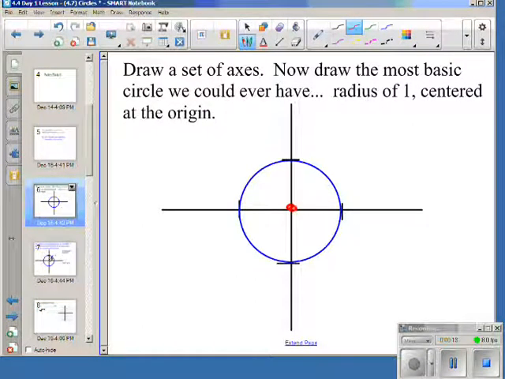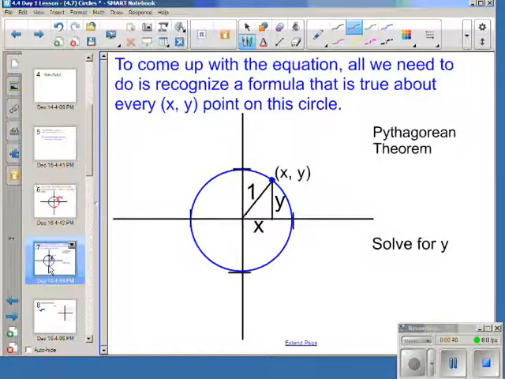So from the center, you go right 1, up 1, left 1, and down 1, and then you draw the best circle you can. Right? So the next thing we're going to do is draw in a radius. So we're going to draw something that goes out to here. And we should be familiar with Pythagorean theorem. So we're going to pick a random point x, y. So it should look like this.